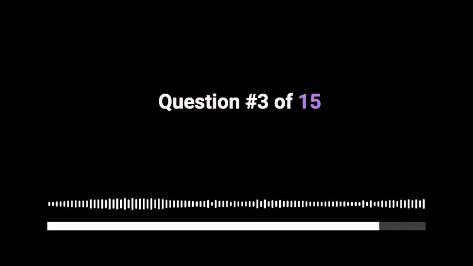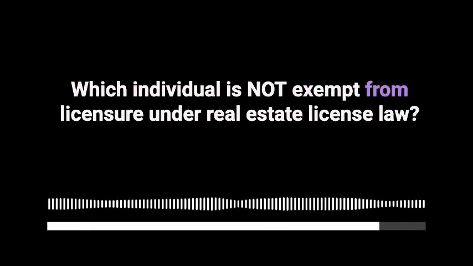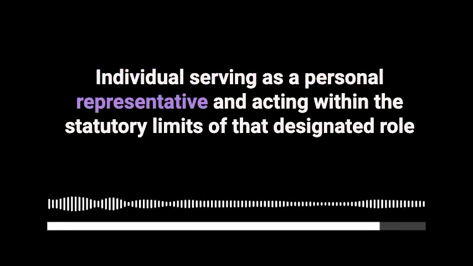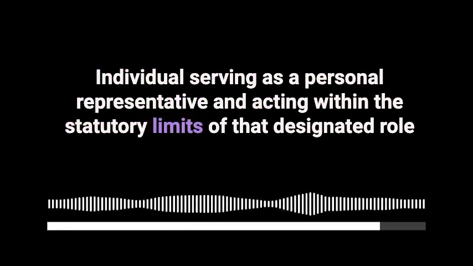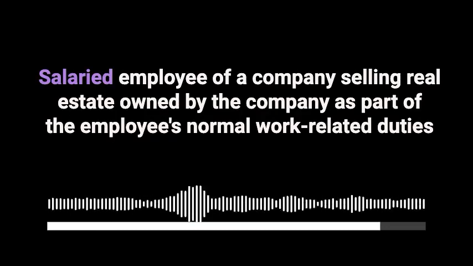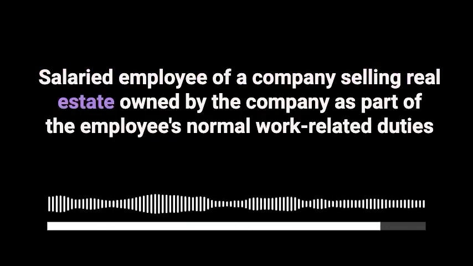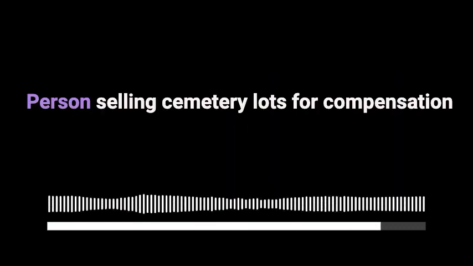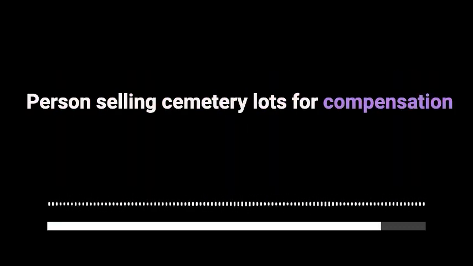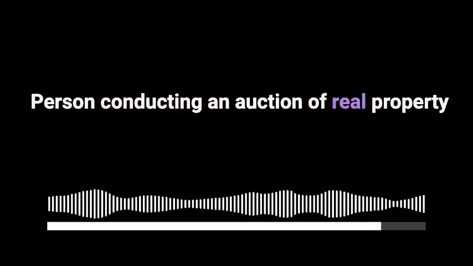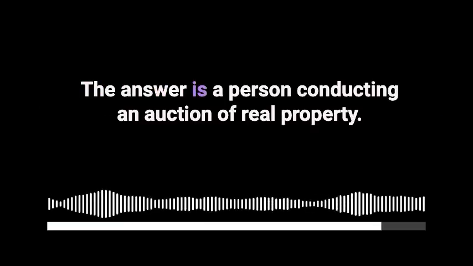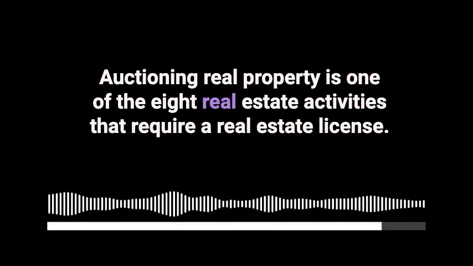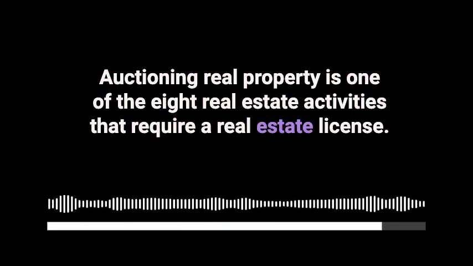Question number 3 of 15. Which individual is not exempt from licensure under real estate license law? A. Individual serving as a personal representative and acting within the statutory limits of that designated role. B. Salaried employee of a company selling real estate owned by the company as part of the employee's normal work-related duties. C. Person selling cemetery lots for compensation. D. Person conducting an auction of real property. Explanation. The answer is a person conducting an auction of real property. Auctioning real property is one of the 8 real estate activities that require a real estate license.